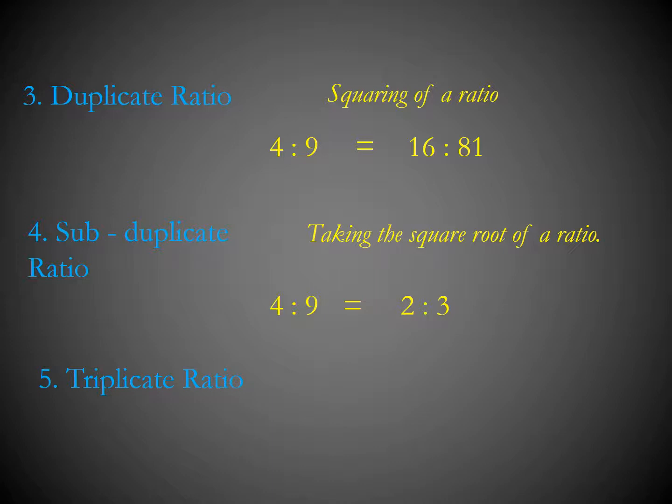Fifth is triplicate ratio. As in duplicate you find the square, so in triplicate you find the cube of any ratio. So triplicate ratio means cubing of a ratio. So I ask you find the triplicate ratio of 4:9 and cube of 4 is 64 and cube of 9 is 729. So triplicate ratio of 4:9 is 64 is to 729.